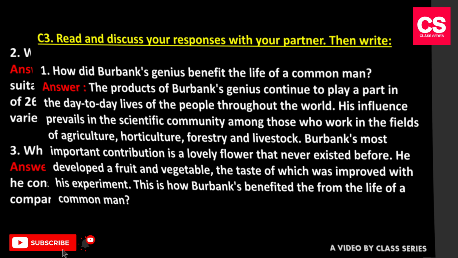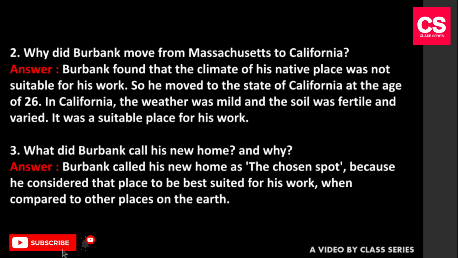Our second question is, why did Burbank move from Massachusetts to California? The answer is, Burbank found that the climate of his native place was not suitable for his work, so he moved to the state of California at the age of 26. In California, the weather was mild and the soil was fertile and varied. It was a suitable place for his work. Our third question is, what did Burbank call his new home and why? The answer is, Burbank called his new home the chosen spot because he considered that place to be the best suited for his work when compared to other places on the earth.